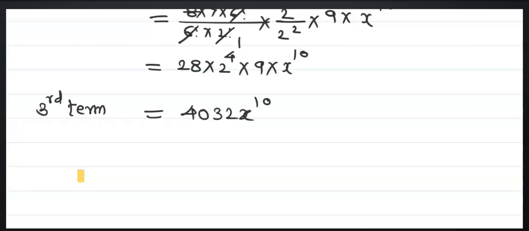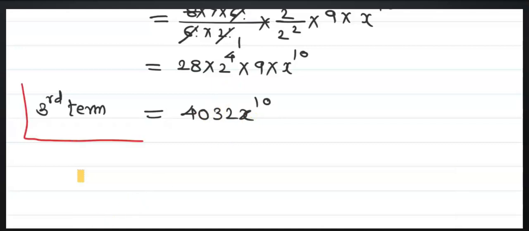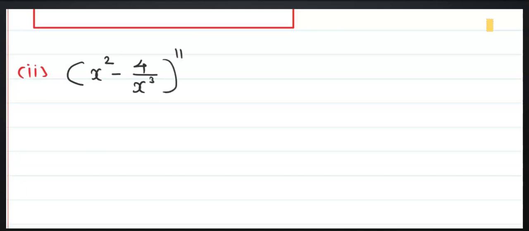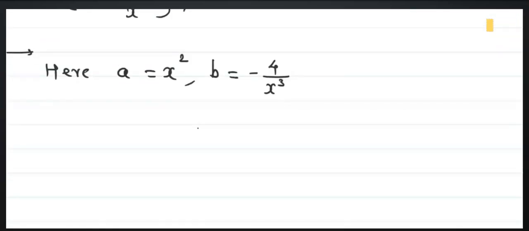There is a third term in the expansion. That is 4032 x raised to 10. Now the next example, second: (x square minus 4 upon x cube) raised to 11. Find the fifth term. Now here a is equal to x square, b is equal to minus 4 upon x cube.